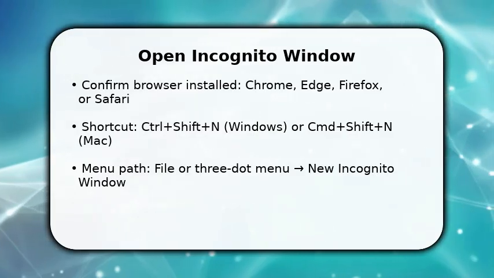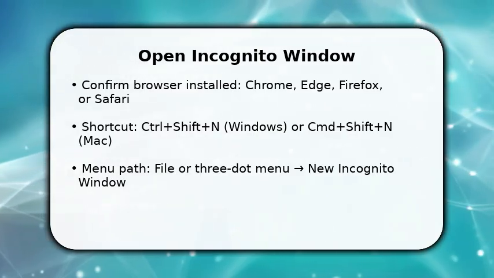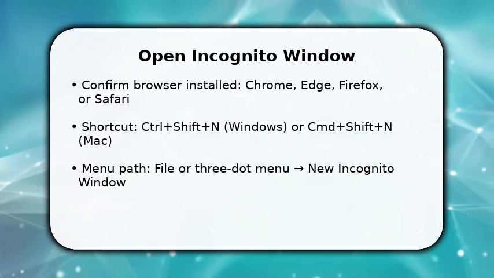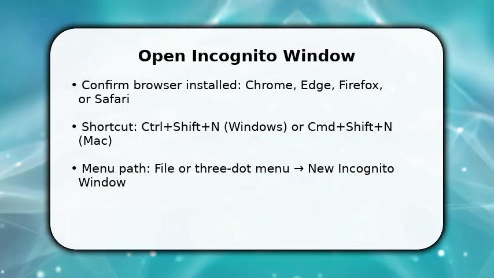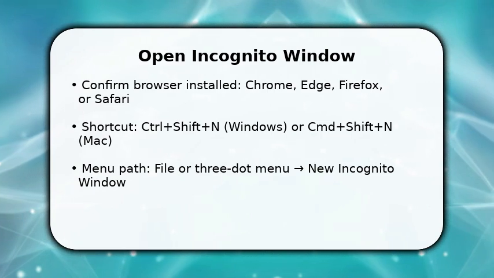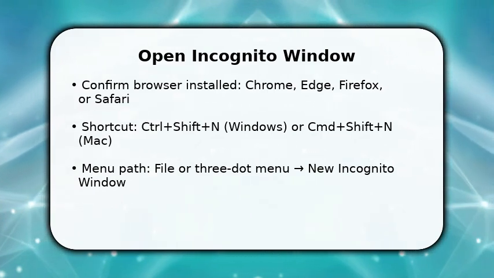Once done, check the Windows icon or label that indicates private browsing. Make sure extensions are disabled if privacy matters, because some extensions still run unless turned off.